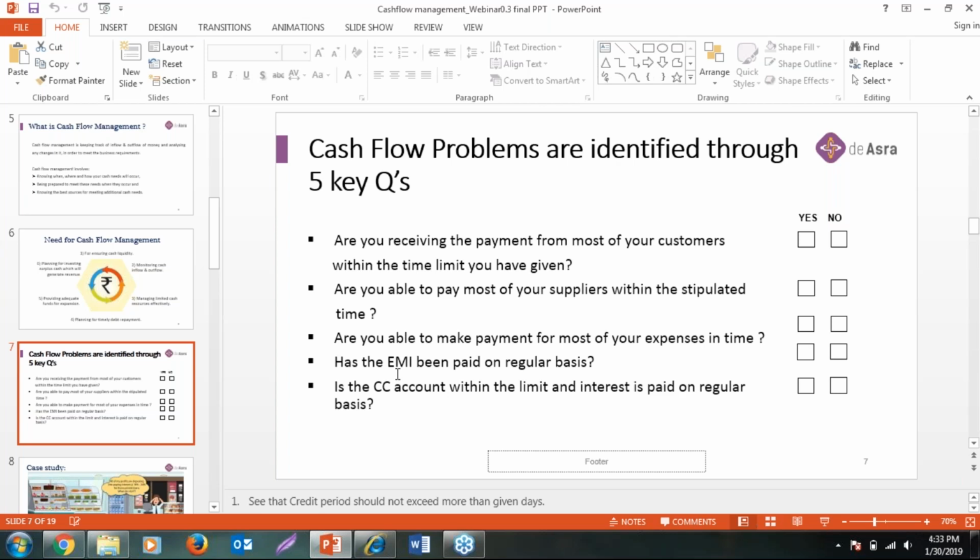The first one is, are you receiving the payment from most of your customers within the time limit you have given to them? So you have planned for generating profit in the range of 5 to 10% for your business, right? You have budgeted certain sales, certain profit, and you have thought that this time my profit should increase by say 5 to 10%. So are you meeting the budgeted figures? We need to check that. Are you achieving the profit?